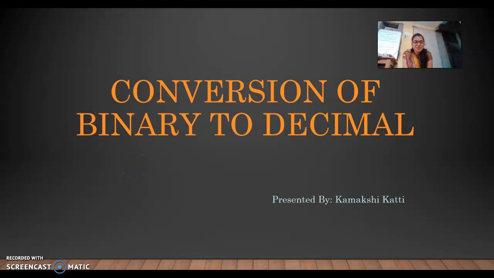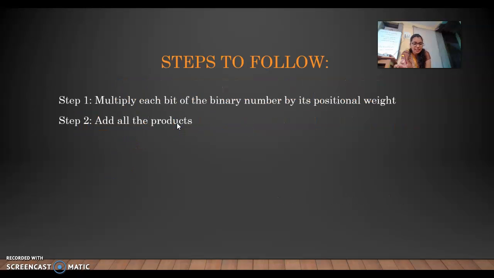Hello viewers, in this video we are going to discuss another conversion of number system, that is binary to decimal. Whenever you are given a binary number and you want to convert it into decimal, follow these two steps. The first step is to multiply each bit of the binary number by its positional weight. Here the positional weights are powers of 2. The second step is to add all the products.